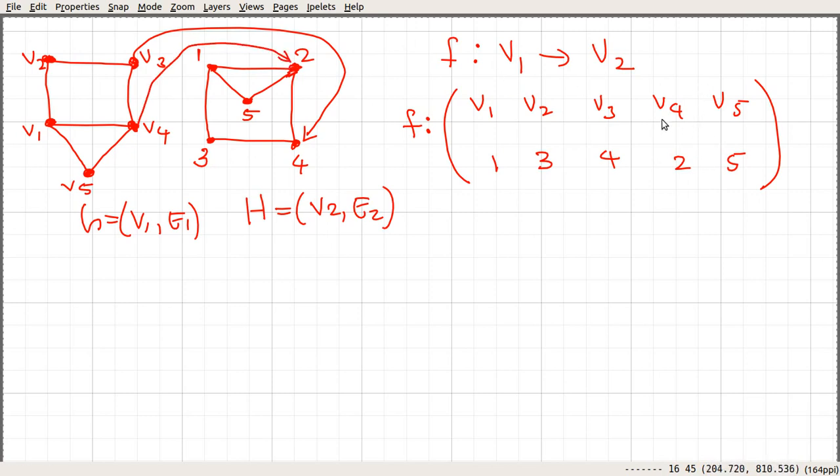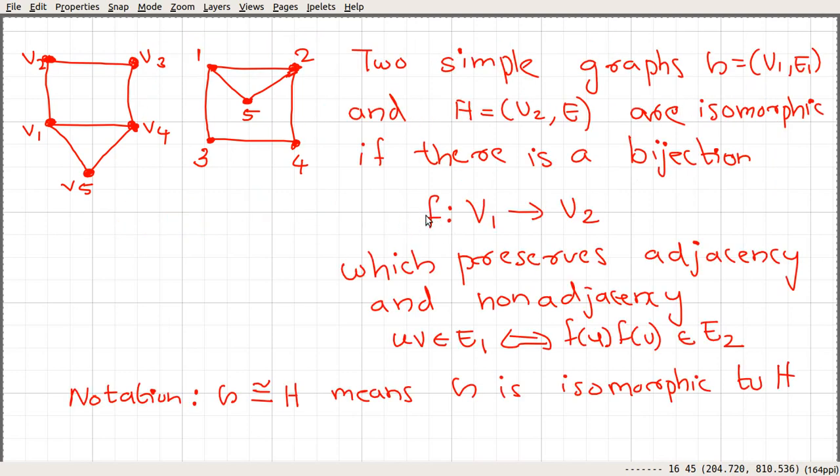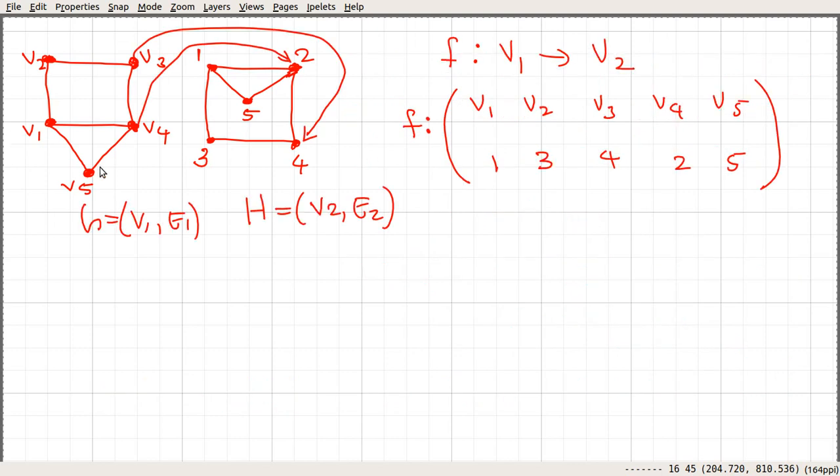And V4 to 5 and so on. Okay, the meaning of this representation is something like we are sending V4 to 2, V3 to 4, V1 to 1, and V5 to 5, etc. So this is the first part in the definition. So there is a map, and if you are able to show that this map is a bijection and it preserves adjacency, then we can say that these two graphs are isomorphic.